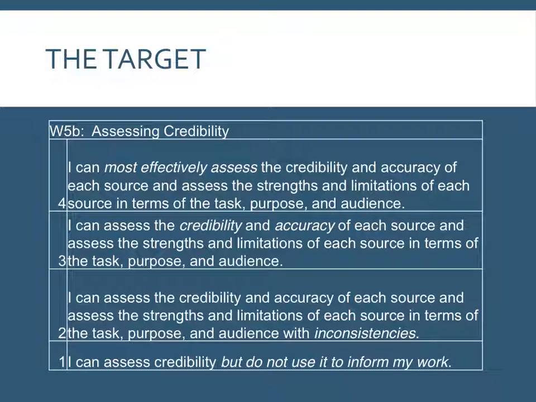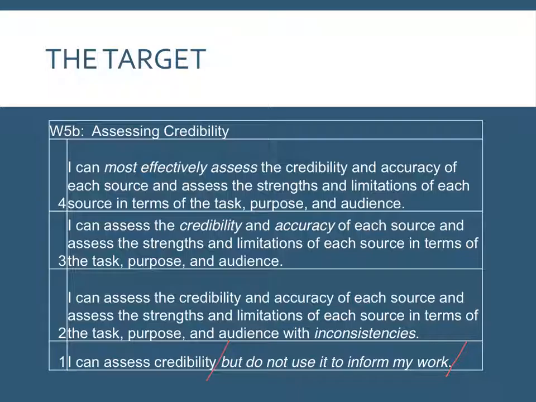W5b, Assessing Credibility, I think is the more important of these 2 targets. It relates to making sure that the information you use is valid information. At the 1 level, you can tell me why a source is good or not, but you don't actually use it to inform your work. In other words, you might use bad sources. I don't think any one of us is going to do that, so we'll move right along.